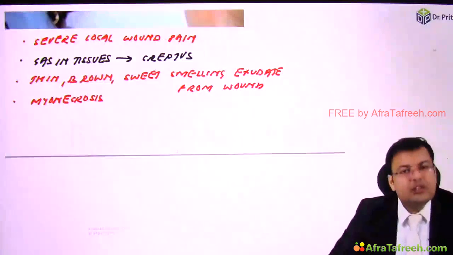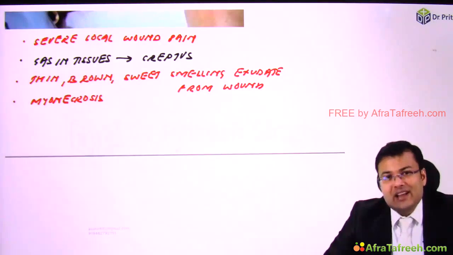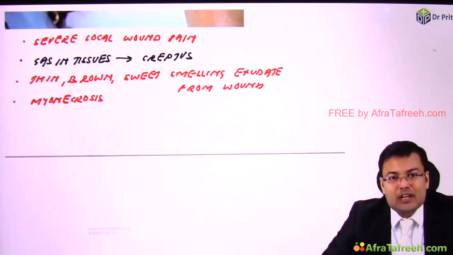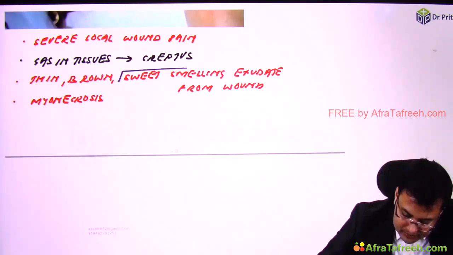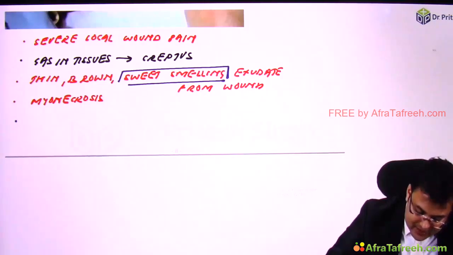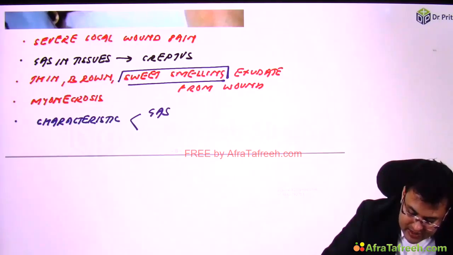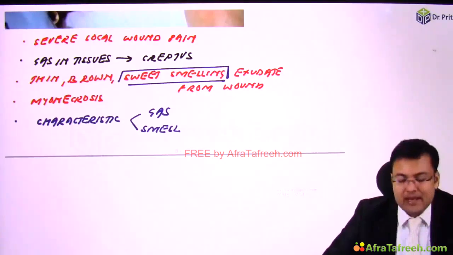Question is asked, which two features are characteristic here? One is gas and the second is smell. And what kind of smell? Can you see? Sweet smelling. So the characteristic features are gas and smell.